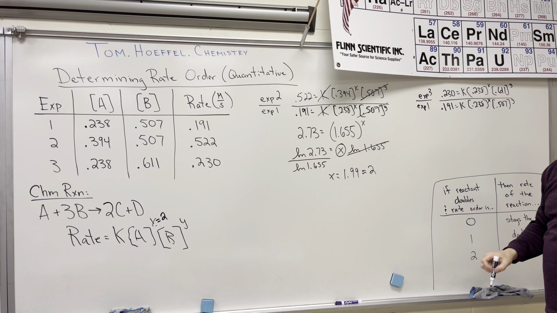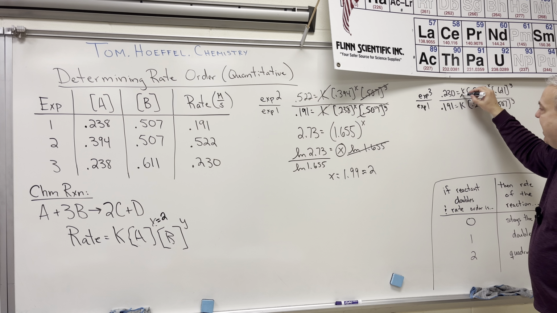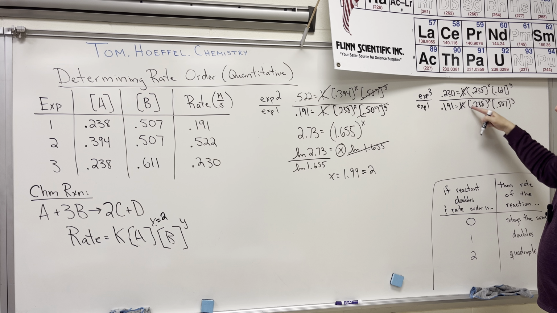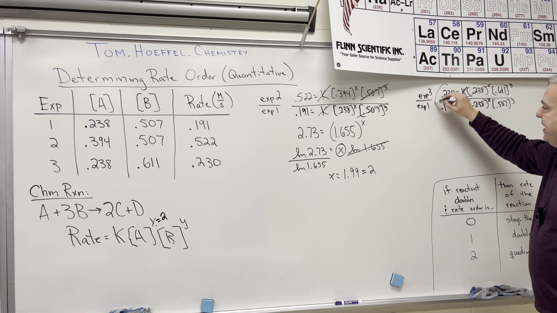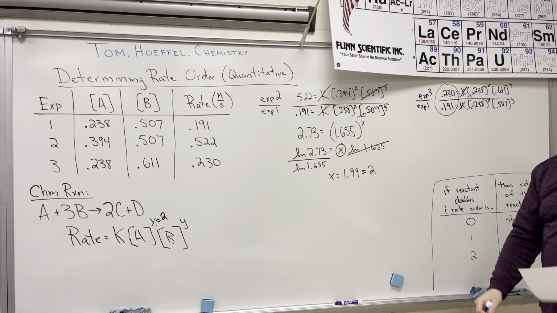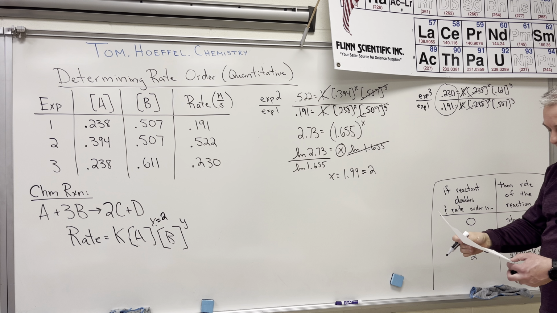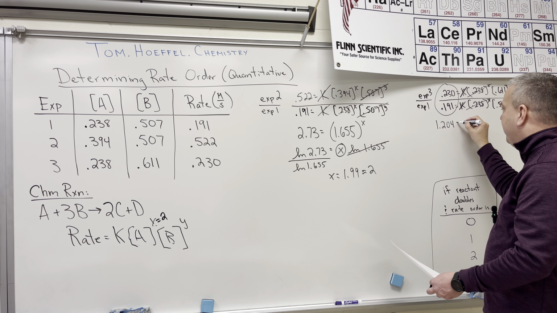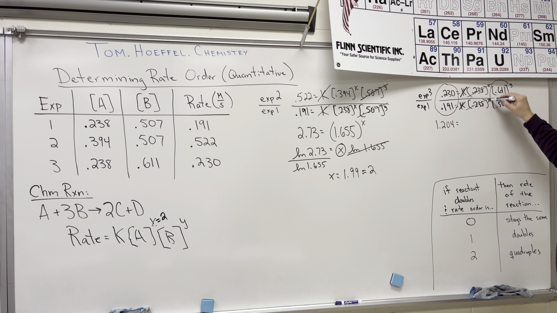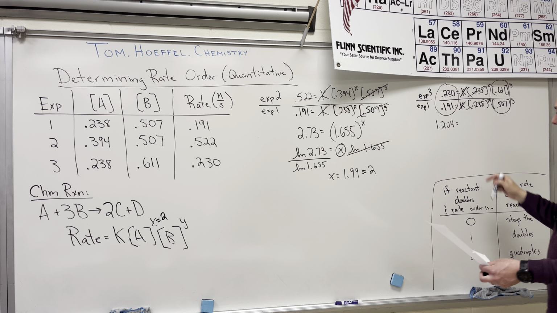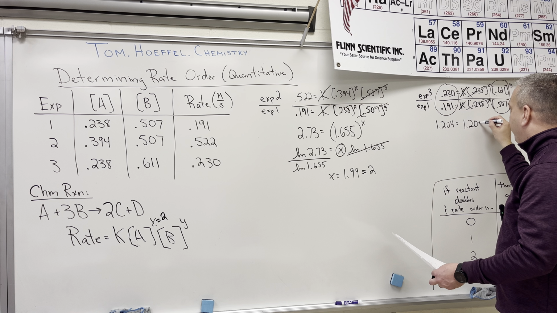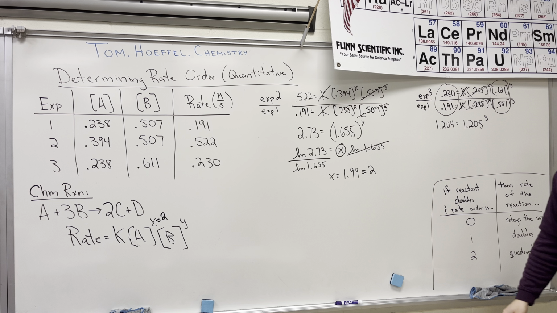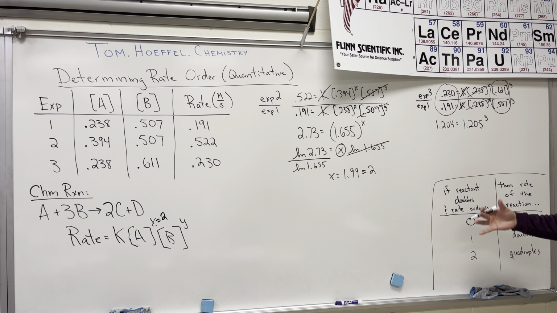Okay, and as you can see here, the k's are going to cancel out, but also the 0.238 to the x is going to cancel out. So I'm going to divide these two numbers, 0.230 divided by 0.191, and when I do that, I get 1.204, and that's going to equal to these two numbers divided by each other to the y, though. So, when I do that, that equals 1.205 to the y, and then I'm going to do my natural log stuff.